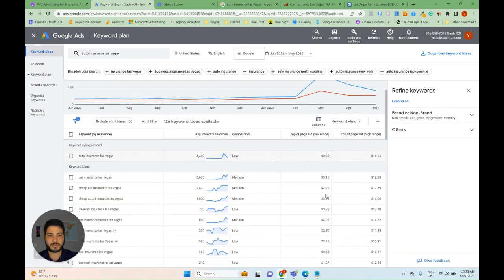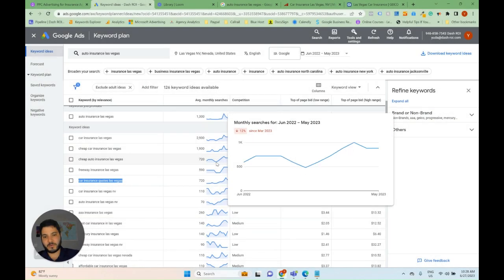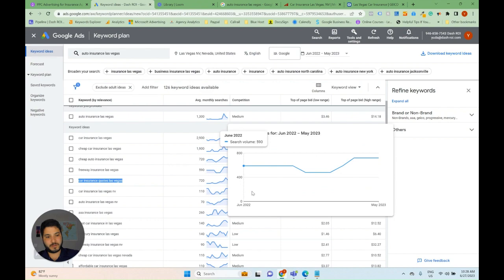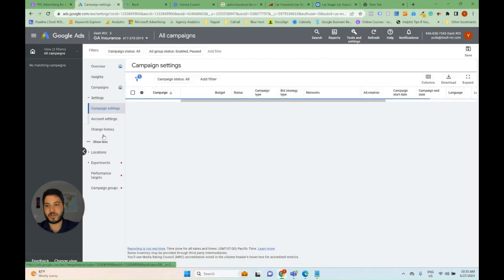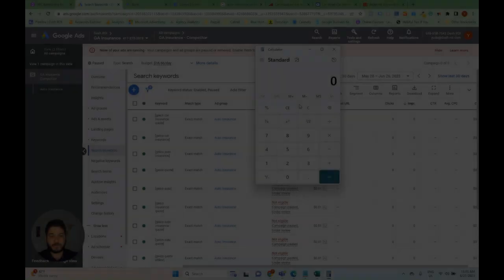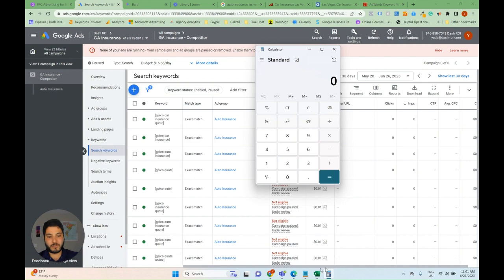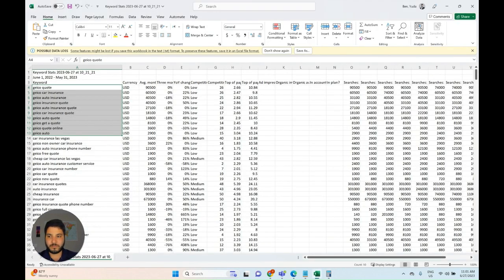So we have auto insurance Las Vegas. Pro tip, you can always, this trend chart is basically a yearly chart of search volume, campaigns, settings, change history. So overview is where you will see your base. The first school of thought is literally your market rate. So here are our keywords, and here we have our top.